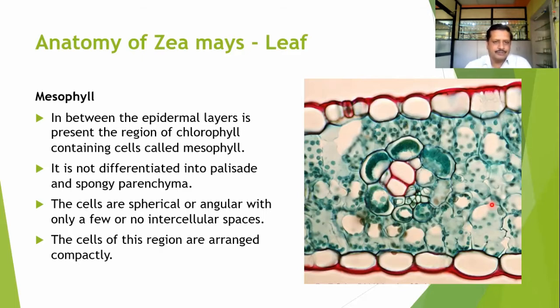These cells are normally spherical or maybe angular, with only few or almost no intercellular spaces. Here you can observe these are mostly compact cells. If the cell is spherical, then only you can find a very small intercellular space at that particular location. The cells of this region are arranged very compactly.